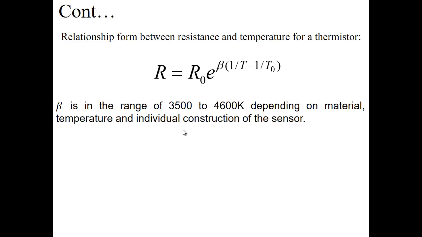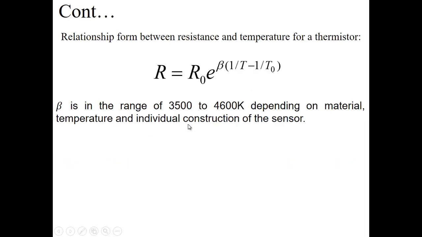As usual, we come up with the relationship between the resistance and temperature for the thermistor. This is the thing that you need to remember and understand. The resistance is equal to R naught e to the power of beta times 1 over T minus 1 over T naught for the thermistor. So what is beta? Beta is in the range between 3500 to 5600 Kelvin, depending on the material's temperature and the individual construction of the sensor.